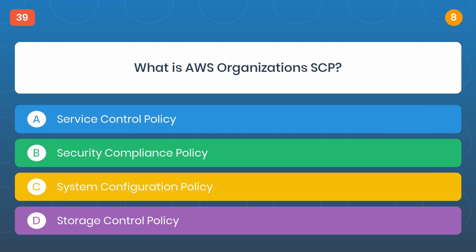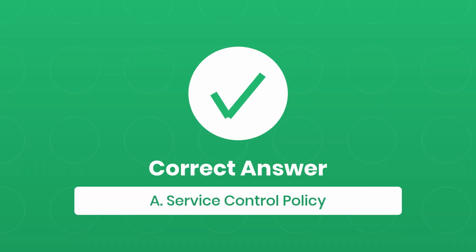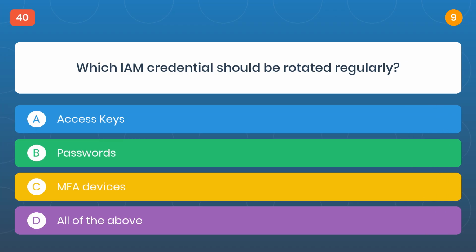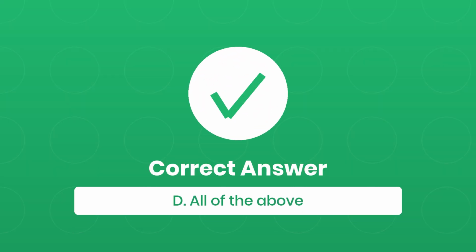Question 39. What is AWS Organization's SCP? The correct answer is A, Service Control Policy. Question 40. Which IAM credential should be rotated regularly? The correct answer is D, all of the above.